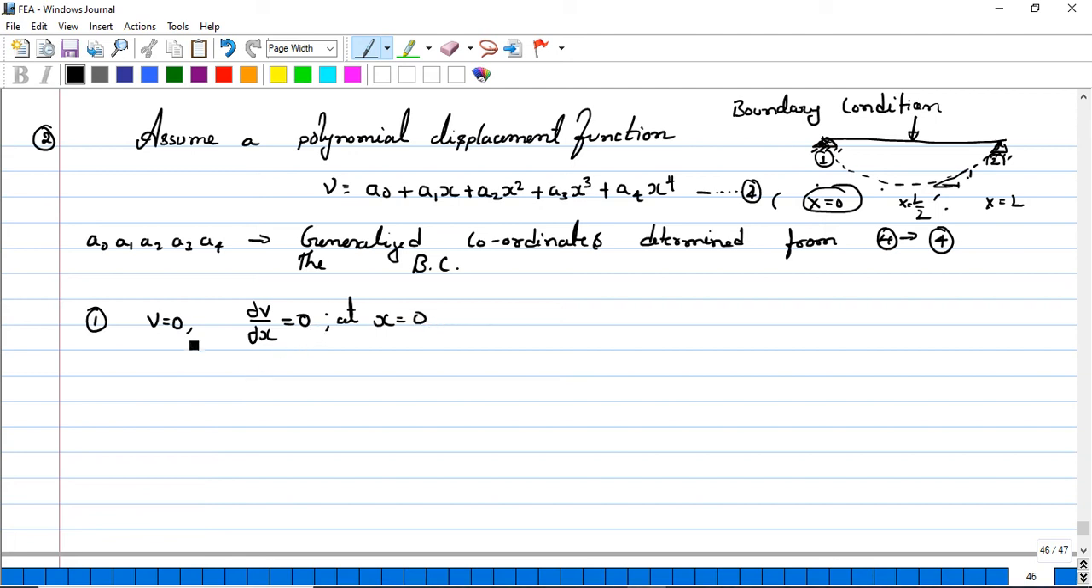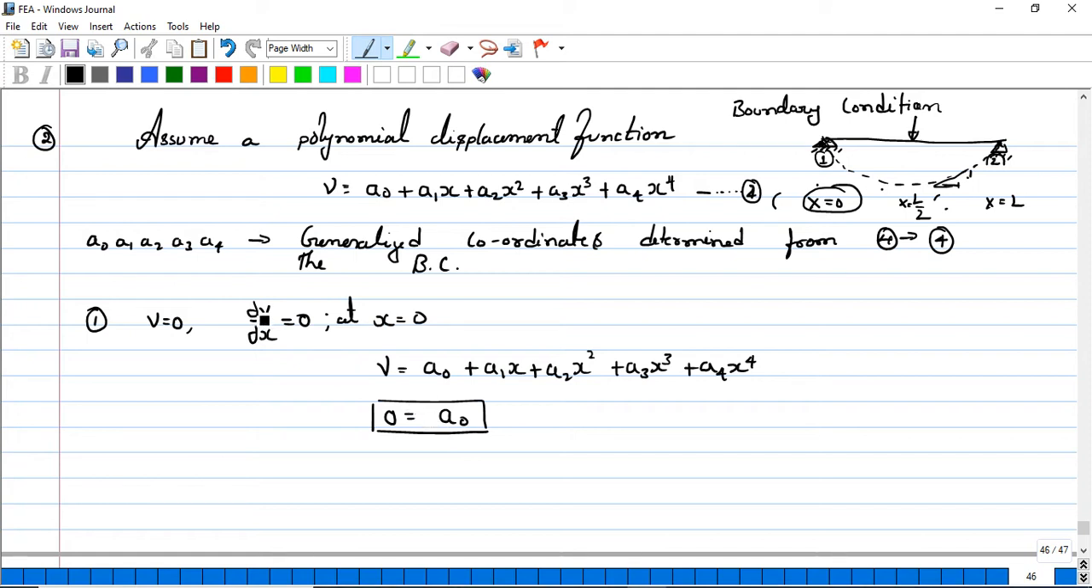So let us substitute these values in the second equation, that is the displacement function. That is given by v is equal to a naught plus a1x plus a2x square plus a3 x cube plus a4 x raised to 4. Let me substitute the values. We know v is 0 and x is 0, so the complete sum will be 0 apart from a naught. So from this I was able to identify that a naught is 0.